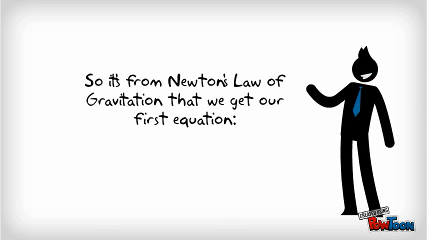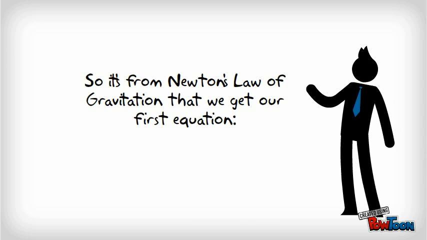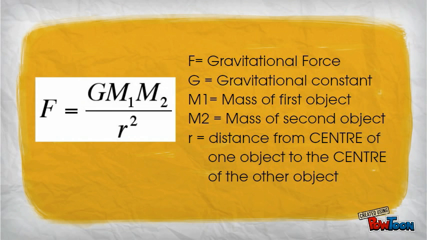So it's from Newton's law of gravitation that we get our first equation. And that is that the gravitational force F is equal to G, where G is the gravitational constant, multiplied by the mass of the first object, multiplied by the mass of the second object, and all divided by r squared, where r is the distance from the centre of one object to the centre of the second object.